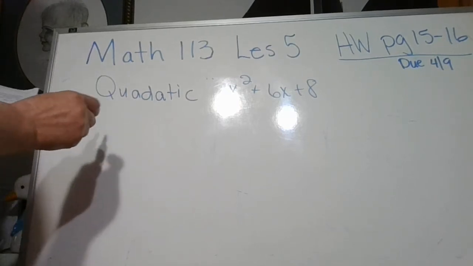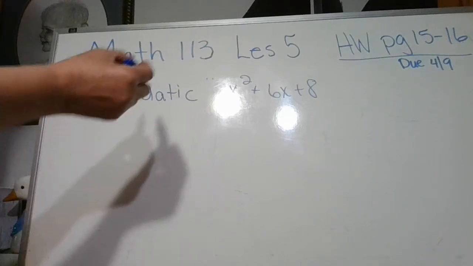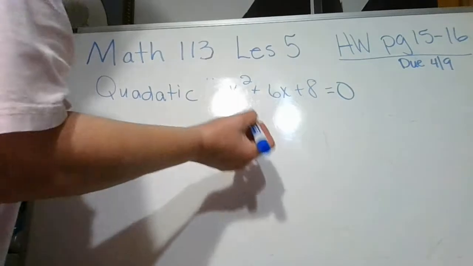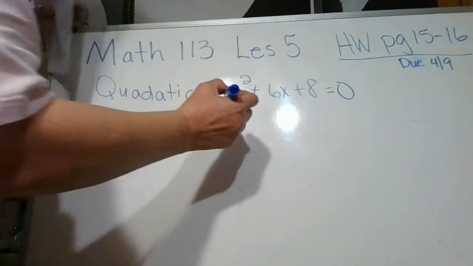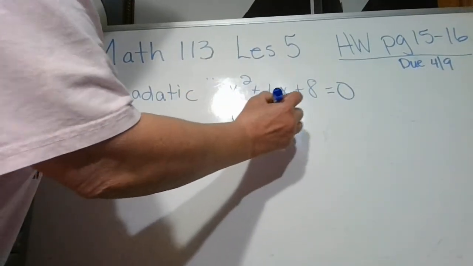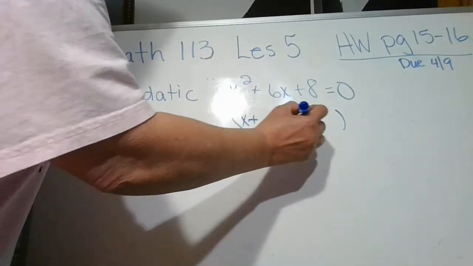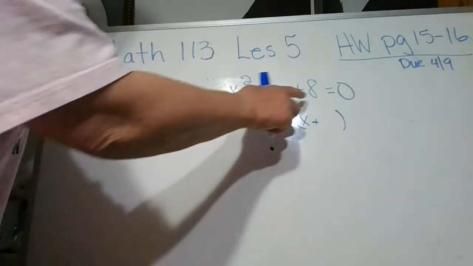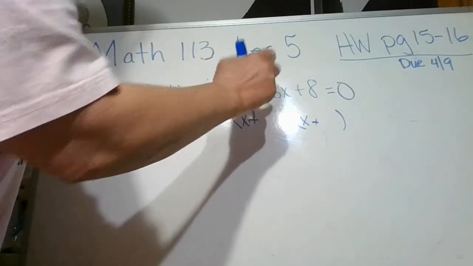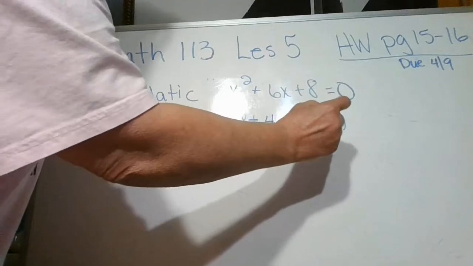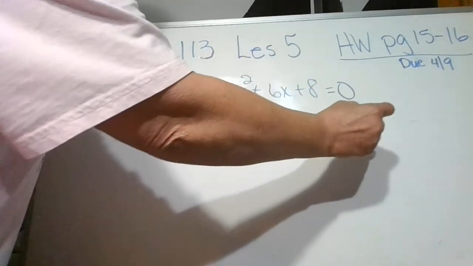So on example 1, this is example 1, and I look at that and I say, oh, I think I can factor that. All of them are plus, so both of these will be plus. 4 times 2 is 8, and 4 plus 2 is 6. Well, that worked out very nicely. Okay, and that's equal to 0.